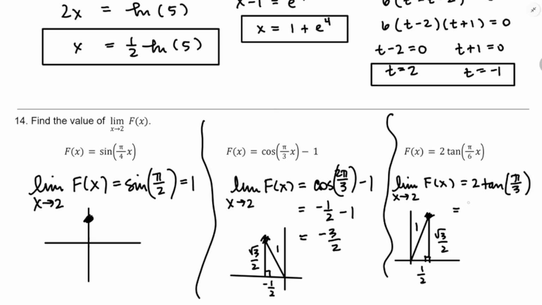So 2 times tangent is opposite divided by adjacent, so I'll flip and multiply. Okay, cancel off the 2's, and I'm going to have 2 root 3.